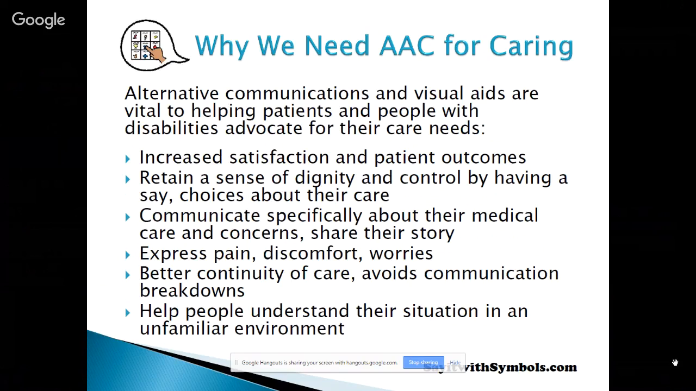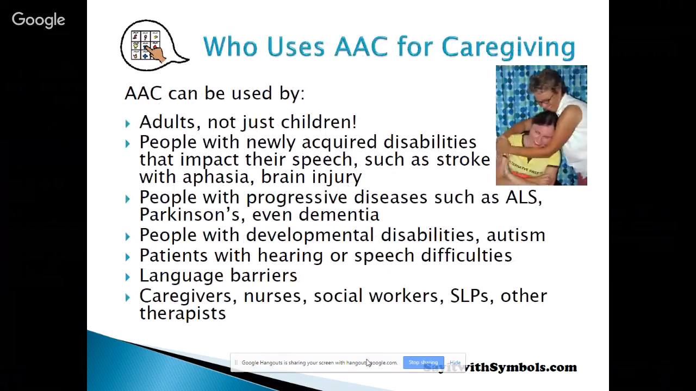Also, pictures and visual aids, I'm using these interchangeably, but this is primarily on communication aids, help people understand their situation in an unfamiliar environment. If you've worked with any elders or even kids who suddenly get thrown into a hospital situation, it can be very confusing and disconcerting, not knowing who they're communicating with. And that often results in behavior challenges. So that's why we need it.